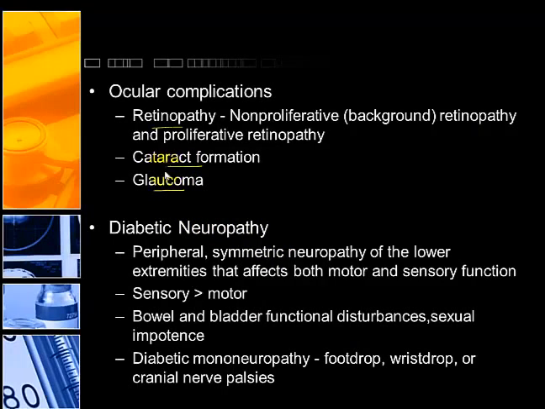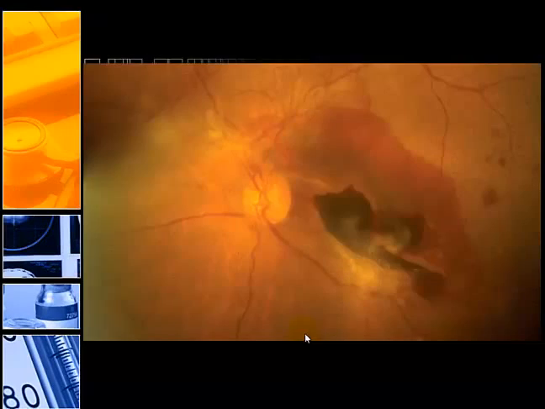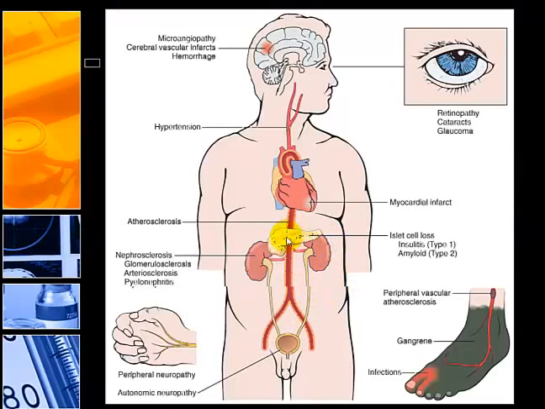Now these complications of the eye are because of a different metabolic or biochemical pathway. Diabetic neuropathy is a peripheral symmetric neuropathy of the lower extremities that affects both motor and sensory, but sensory is a little more than the motor. Bowel and bladder functions are also affected. It may cause diabetic mononeuropathy and may lead to foot drop, wrist drop, or even cranial nerve palsies. So these are different complications.